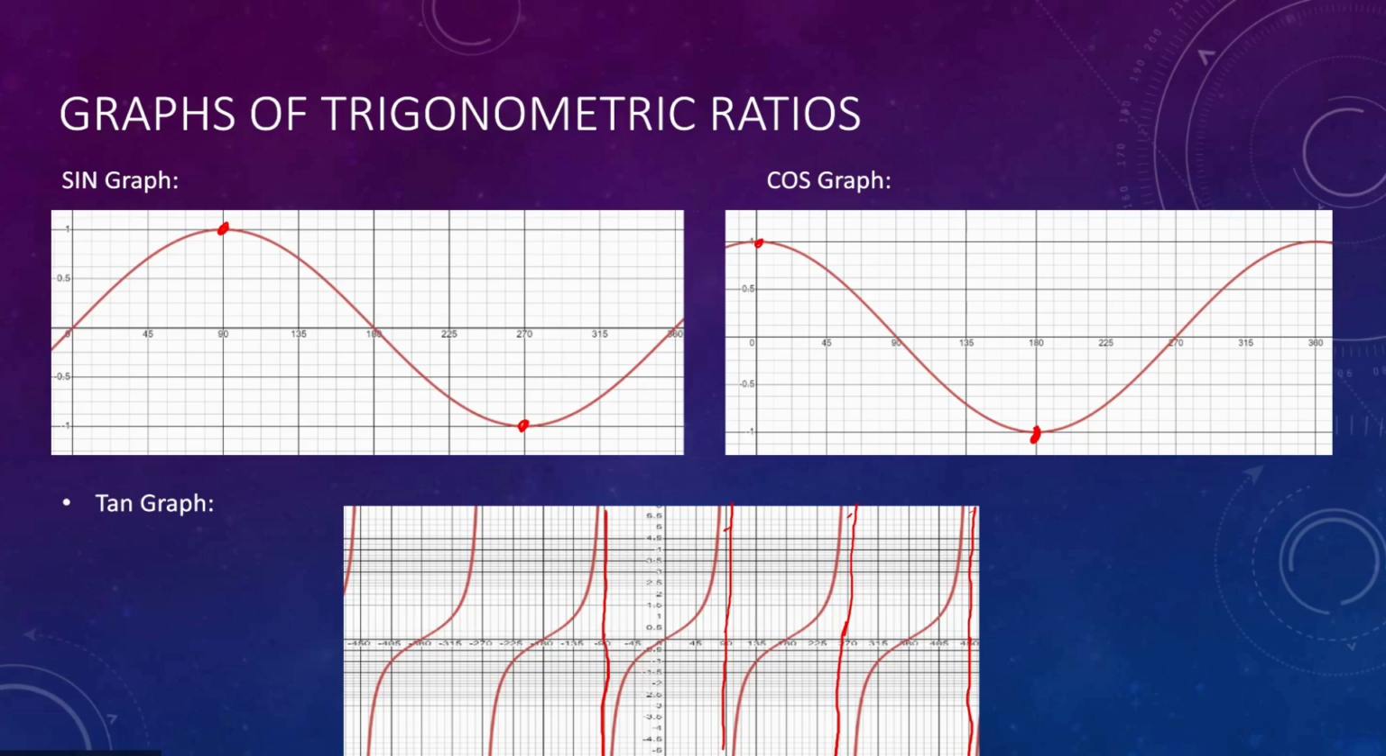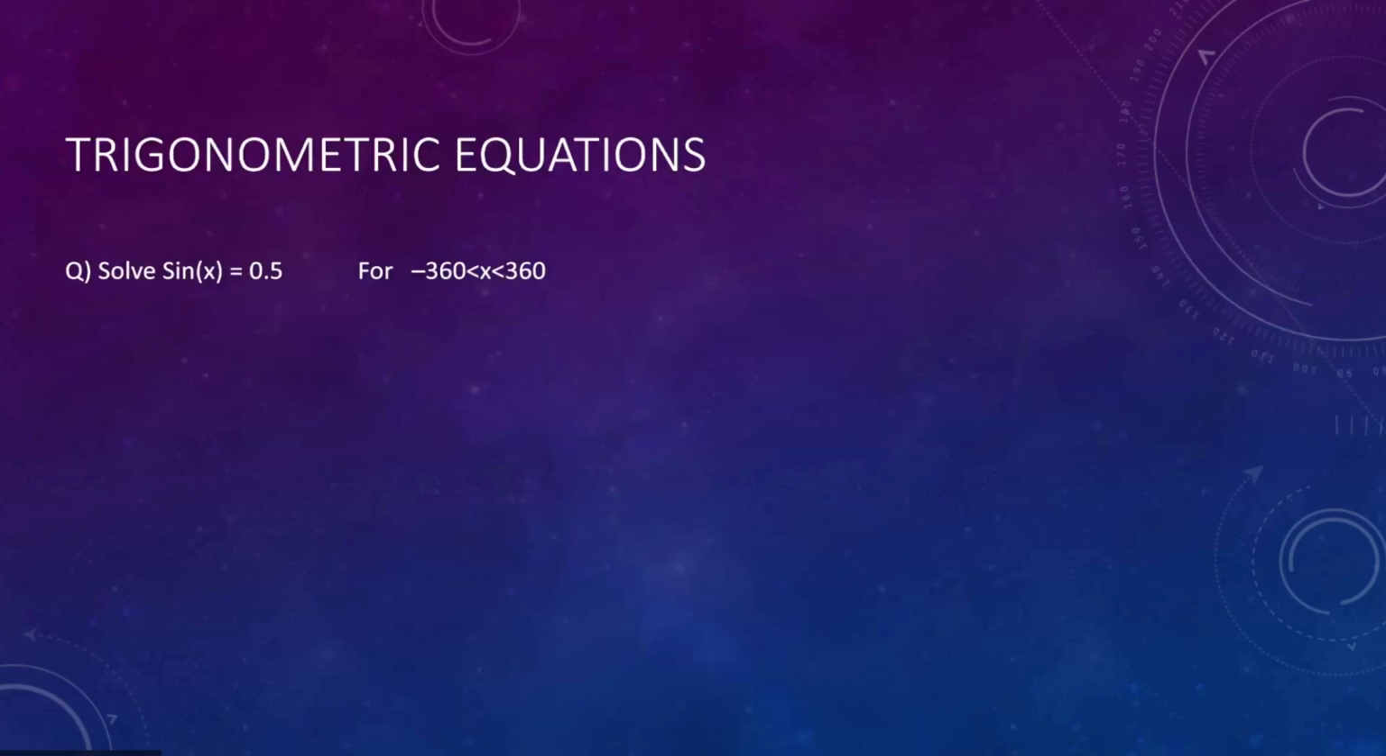Now let's move on. So here we have a trigonometric equation. Solve sine of x is equal to 0.5, and they have also given the domain minus 360 to 360. For these type of questions, students memorize the quadrants, but that is not a method that I like. So I'm going to teach you another method, which is the graphical method. So let's draw the graph of sine of x.